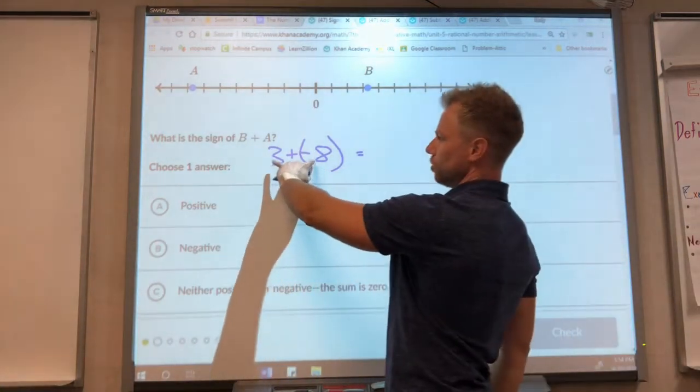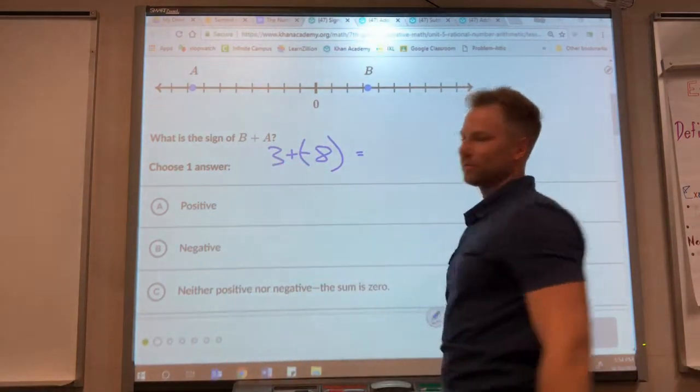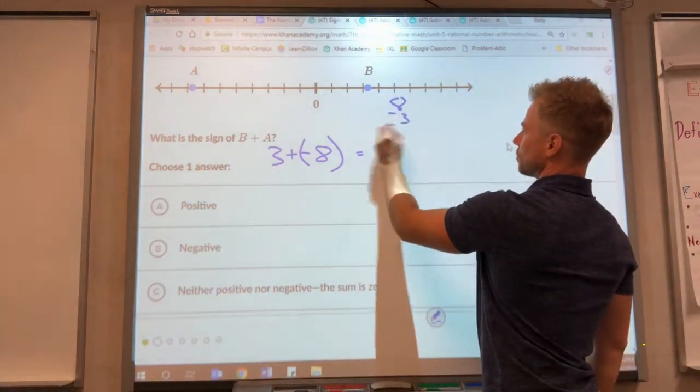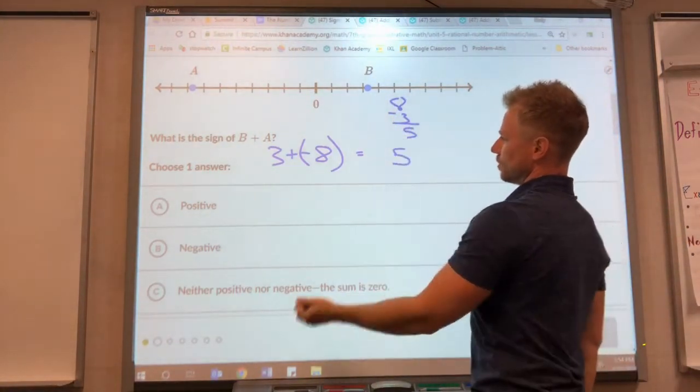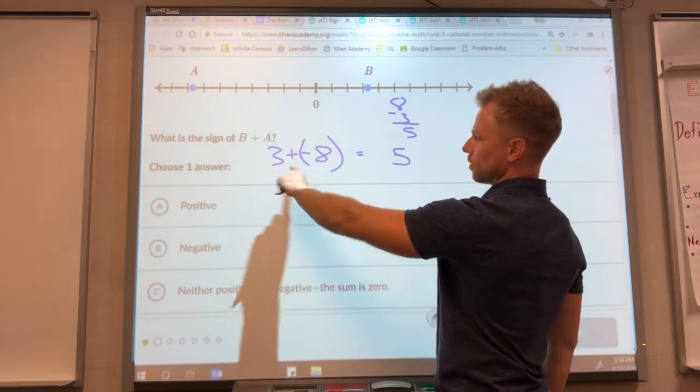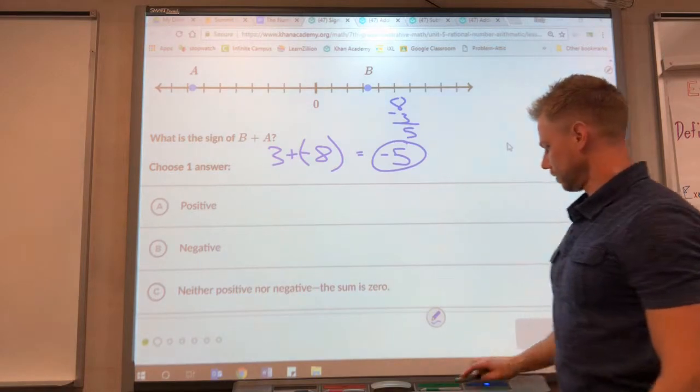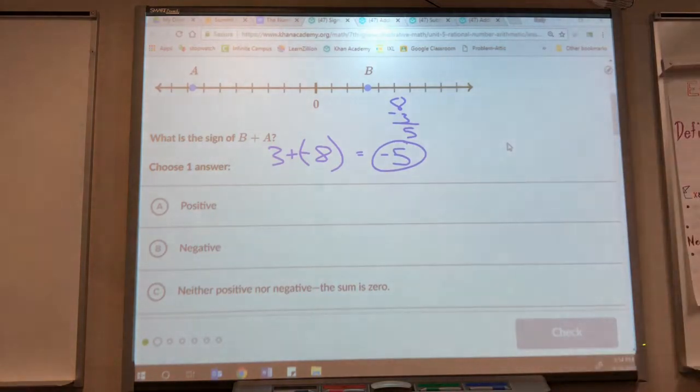Now using our rules, 3 is positive, 8 is negative, they are unlike. So we would subtract, 8 minus 3 is 5. Keep the sign of the bigger number. 8 is bigger than 3, and that sign is negative. So we put a negative on there. It's going to be a -5. So the sign of the answer is negative.